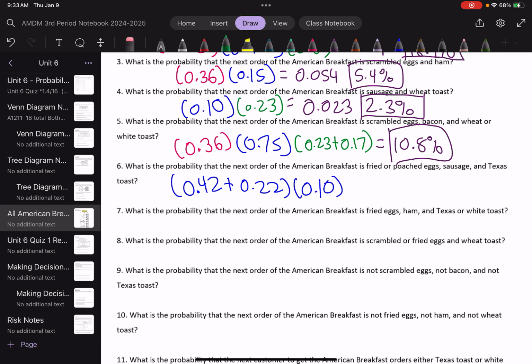And the probability of getting Texas toast, which was 60%, or we can just put 0.6, either way. If I multiply those together, I should get a probability of an American breakfast that has either fried or poached eggs, sausage, and Texas toast at 3.84%.